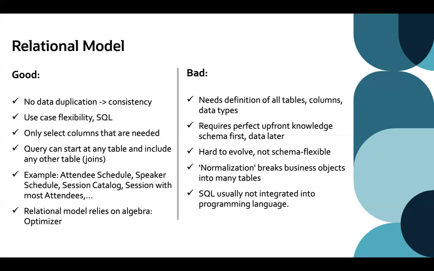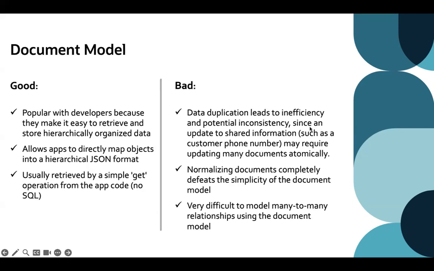But this makes it a bit difficult for the developers because the application developer has to understand the schema structure, including table names, what the column names are, and how they are related, beforehand, before building the application. Normalization breaks the business data into multiple tables, so application developers have to take care of that as well. And SQL is not tightly integrated with any programming language, so you need to connect to the database and run the SQL queries. So this model is a bit complex for the application developer as compared to the document model.